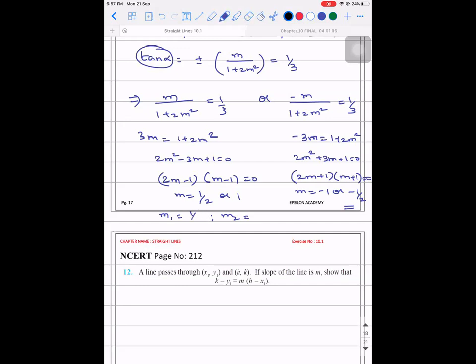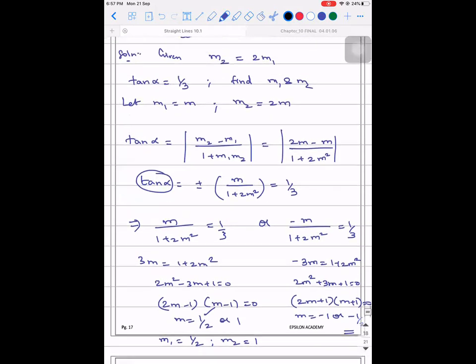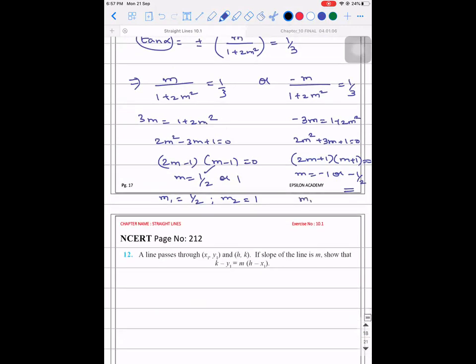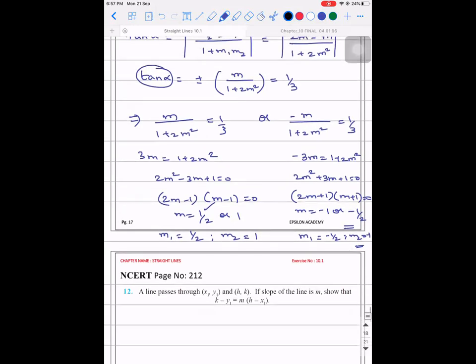So if m1 is equal to half, then m2 will be 1, because m2 is given as 2 times m1. So 2 into half will give you 1. Similarly, in this case, m1 is minus half, m2 will be minus 1. So there are 2 sets of slopes that are possible. Is there any doubt in this problem?